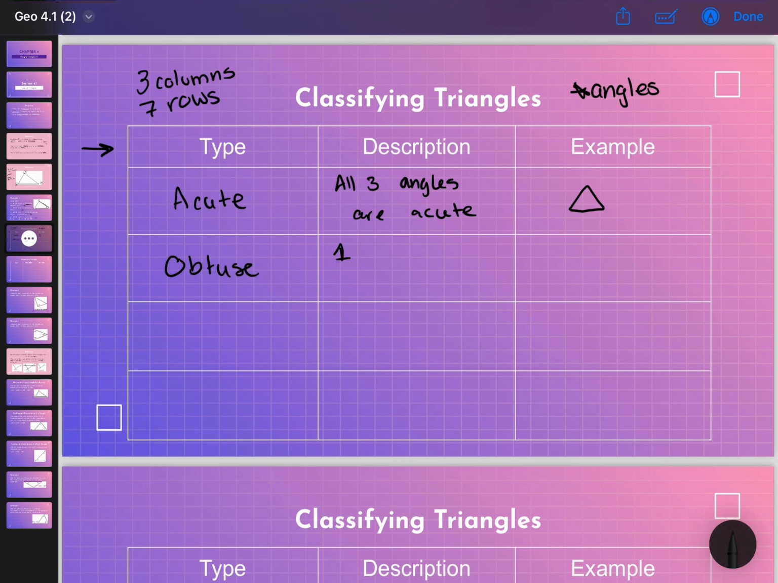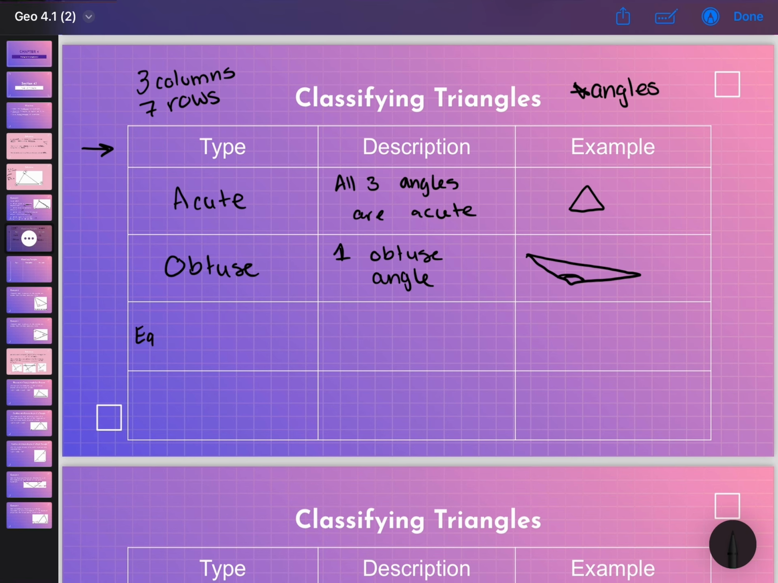All right, another one, obtuse. So now I have 1 obtuse angle. It would be actually impossible for us to have more than 1 obtuse angle in a triangle. So this would be something like this, where this angle over here, well, that's between 90 degrees and 180 degrees, all right? So that's our 1 obtuse angle.